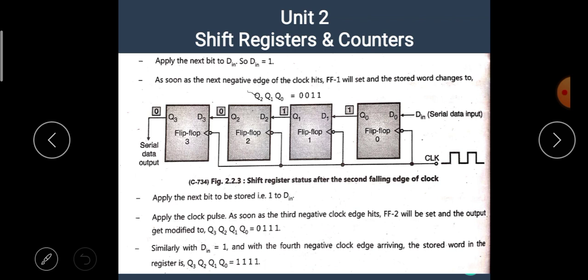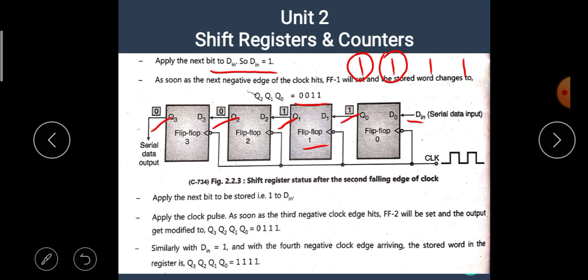Now apply the second bit to D in, 1 1 1 1. This is the data we want to set. The first is already applied, then apply this one. This one is connected to D in. Then the flip flop 1 sets, hence Q1 becomes 1 and the data becomes 0 0 1 1. That means 0 0 1 1.